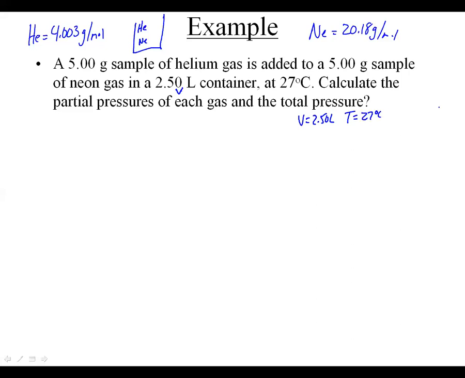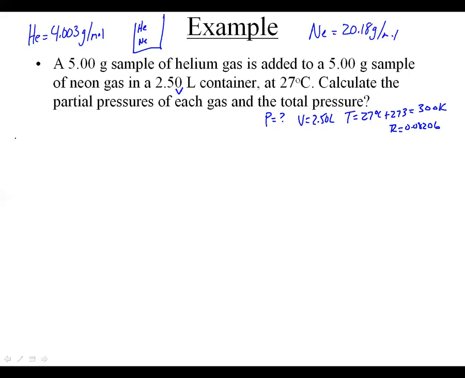We do need to convert it into Kelvin. So that looks like 300 Kelvin. We are looking for the pressures of each of those gases. So we're looking for the pressure. And remember, we always have R, which is a constant. So we pretty much have everything we need except for the moles of each of those gases. And that's really where you're going to want to start.